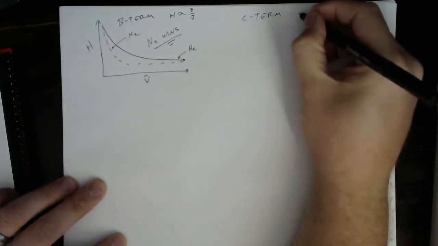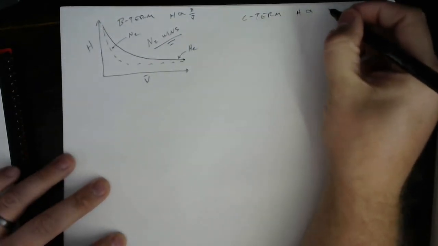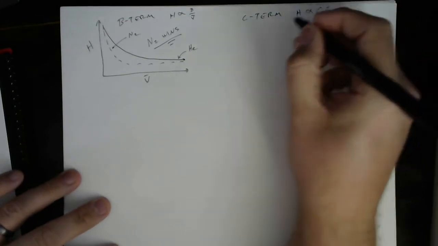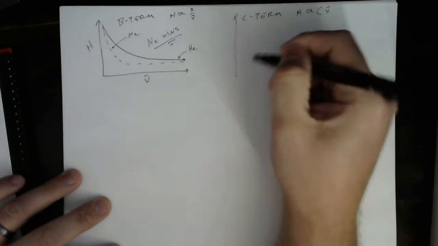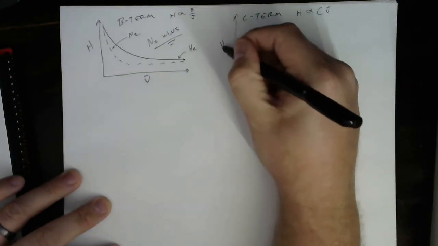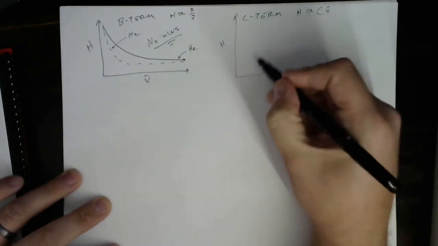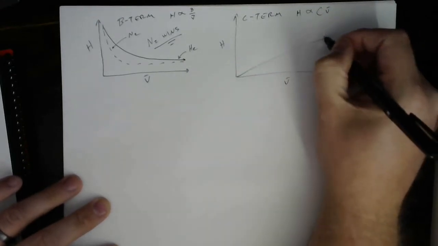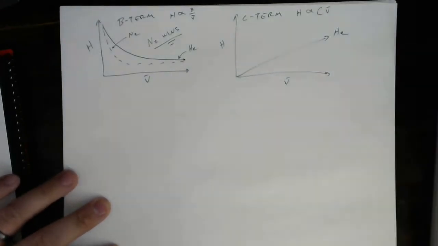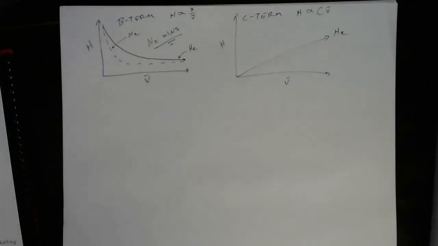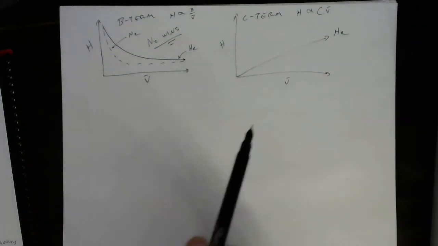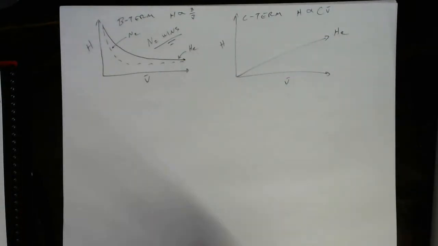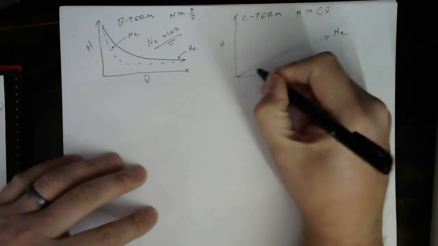Now let's consider the C term. And I'll remind you that our height is proportional to C times our average velocity. So there's height, here's our average velocity. This is a nice linear relationship, so there's a line. I'm going to tell you this line belongs to helium. So how does diffusion affect this? Well, this is all about the resistance to mass transfer. I can see that's a little bit faint. Let me darken this in.